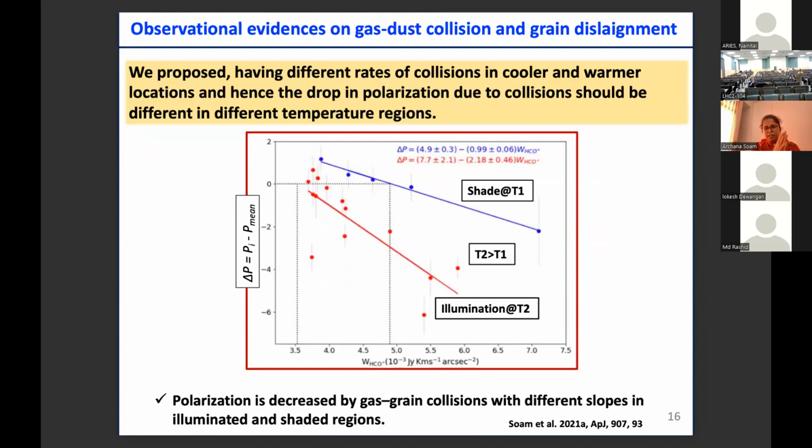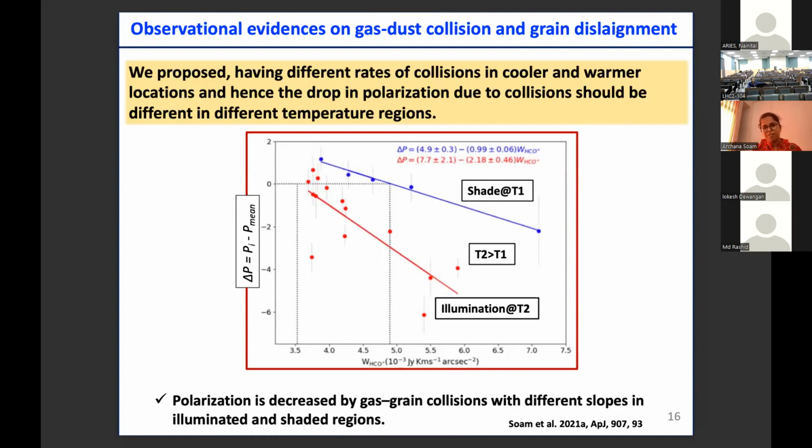Just ignore that. Just see how delta P is going with the HCO+ intensities. This horizontal axis has HCO+ intensities, and the vertical axis has delta P. It seems that polarization is going down with the HCO+ intensities. So wherever the HCO+ intensity was high, the gas and dust collisions may have been higher, and that's why the grains which were aligned were getting disaligned.